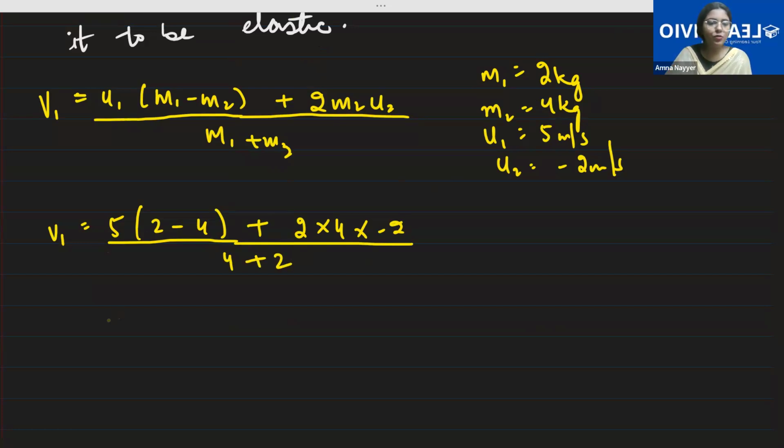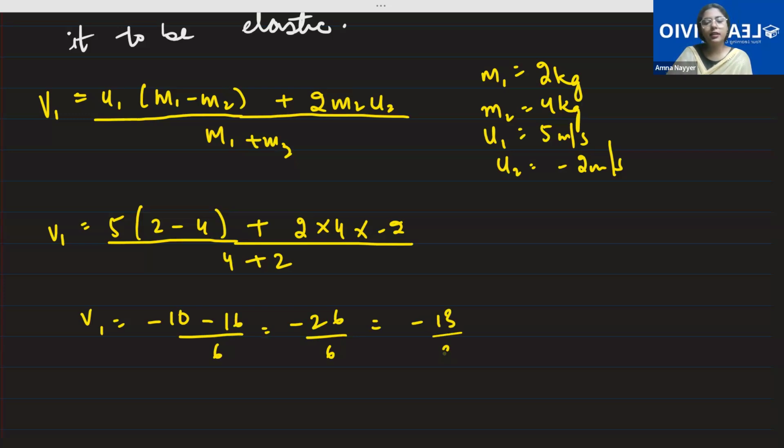So this is minus 2, that makes it minus 10, and this is already minus, so 2 into 4 into minus 2 is minus 16. Minus 10 minus 16 by 6, which is minus 26 by 6, that is minus 13 by 3 meter per second. Now, the minus sign clearly represents that the direction of the final velocity is opposite to the one we have chosen as positive.